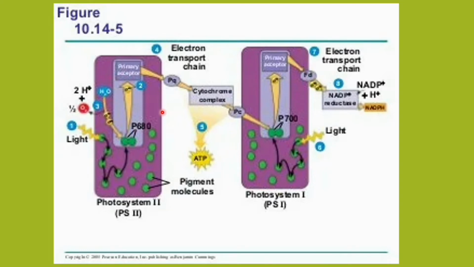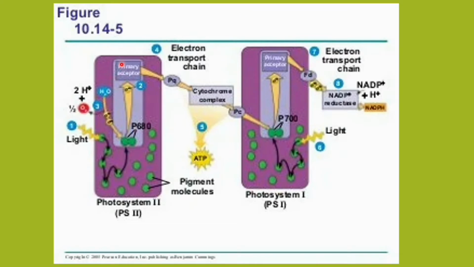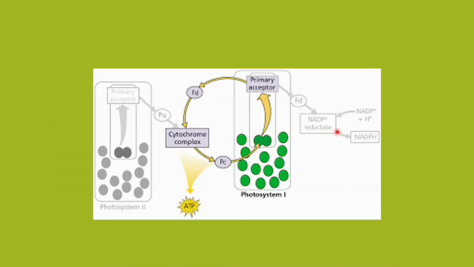So the first statement, cyclic electron flow occurs in photosystem 2. That is wrong. So firstly we have photosystem 2, then we have photosystem 1. Cyclic electron flow occurs only in photosystem 1. So that is wrong. Second statement, both linear and cyclic electron flows produce ATP and NADPH. That is wrong. So in the linear electron flow, we can see they produce ATP and NADPH. That is true. But in the cyclic electron flow, they only produce ATP. NADPH is not produced. So the second statement is wrong.